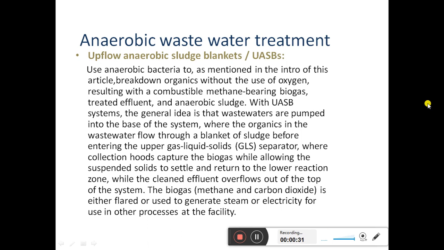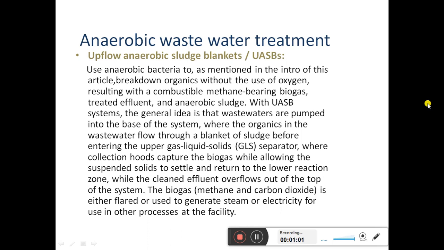And for the biological treatment, there are mainly two methods, which are aerobic and anaerobic wastewater treatment. We have already discussed aerobic wastewater management, and now we are going to discuss anaerobic wastewater management. There are many types of anaerobic wastewater treatment. The first one is the upflow anaerobic sludge blanket, UASB.